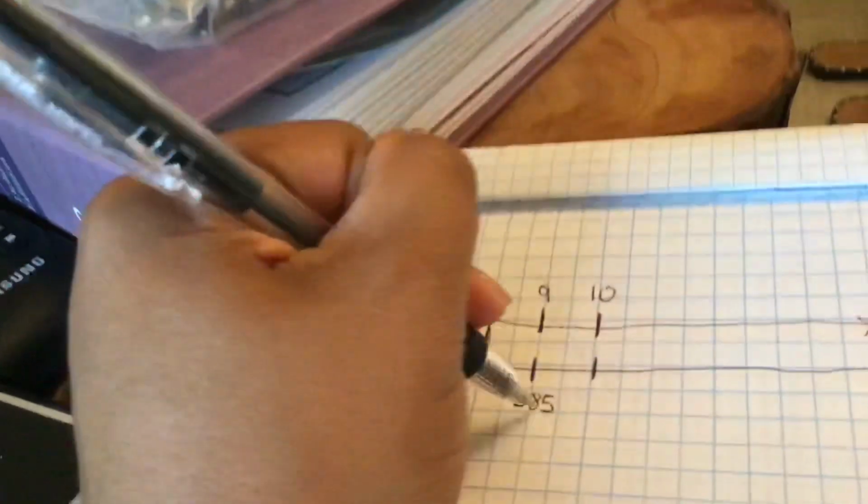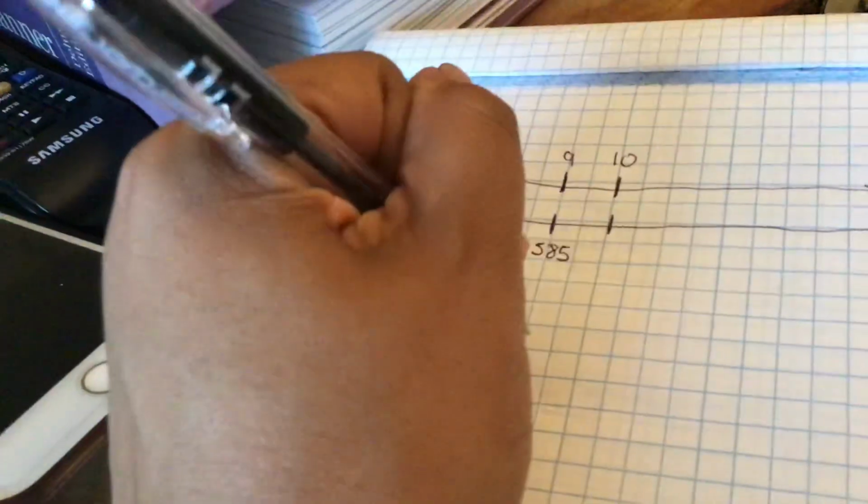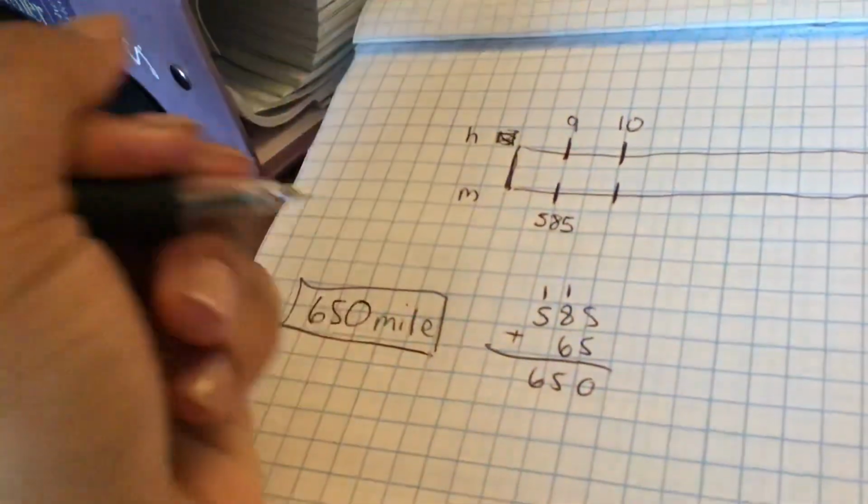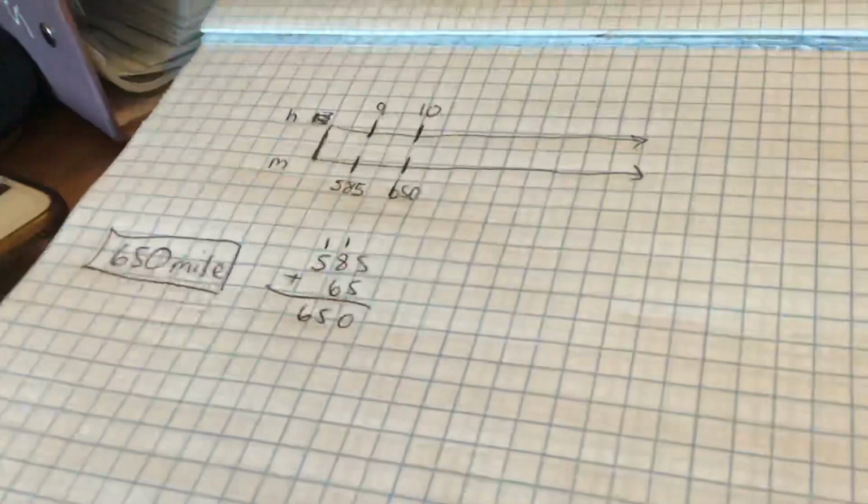So 9 plus 1 is 10. And then here I'm adding the 65. So I'm going to go 585 plus 65, 650. I found it. Oh, I gave you guys the answer by accident today.